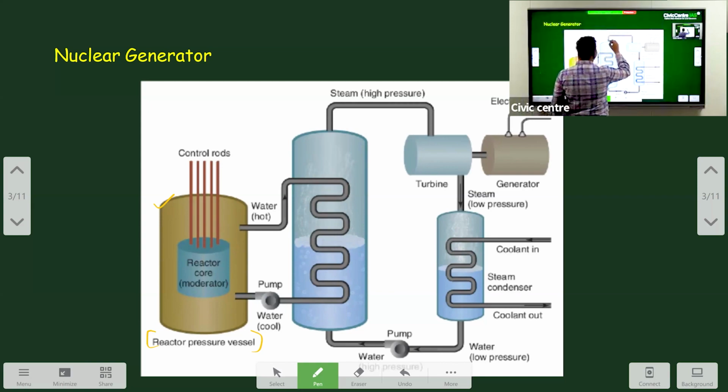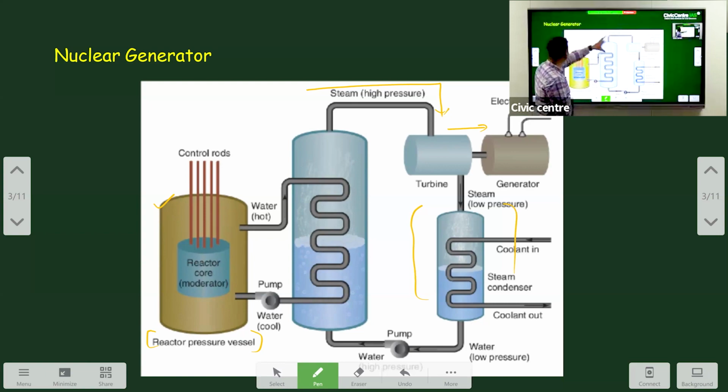And this water is going to turn into steam, and then it's going to run the turbine. And this turbine is going to generate electric power through this generator. Now the low pressure steam will come back again to the water tank, and from here you will be sending the coolant, and the same water is again sent back. So this is how basically a nuclear generator or the nuclear reactor works.